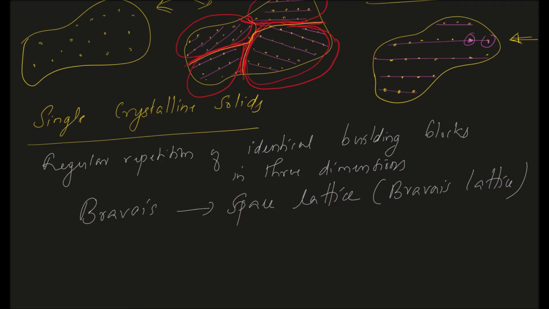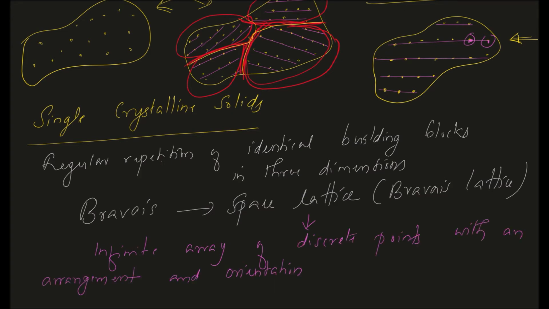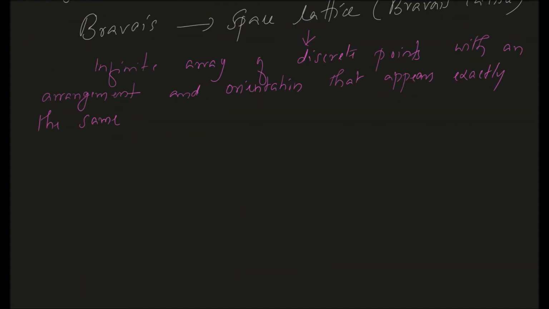So we may need a definition. So let's define this Bravais lattice. It's an infinite array of discrete points with an arrangement and orientation that appears exactly the same from whichever of the points the array is viewed. So this can be taken as a formal definition for the Bravais lattice or the space lattice. It's an infinite array of discrete points with an arrangement and orientation that appears exactly the same from whichever of the points the array is viewed.